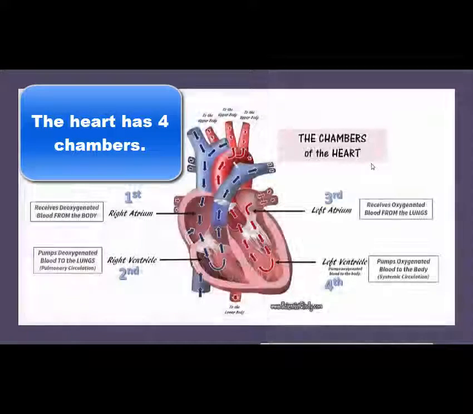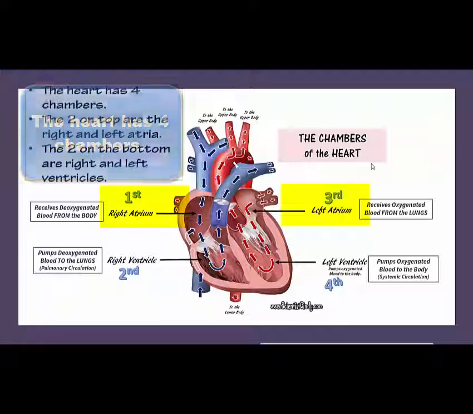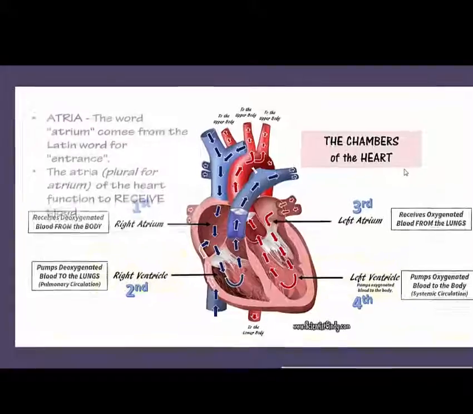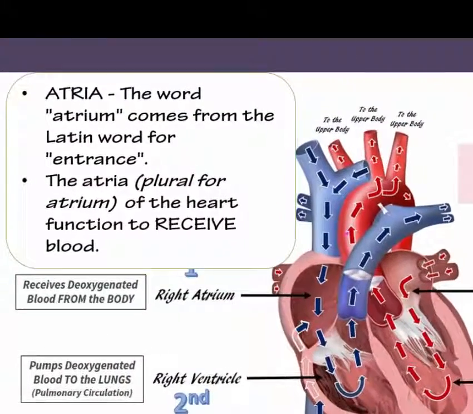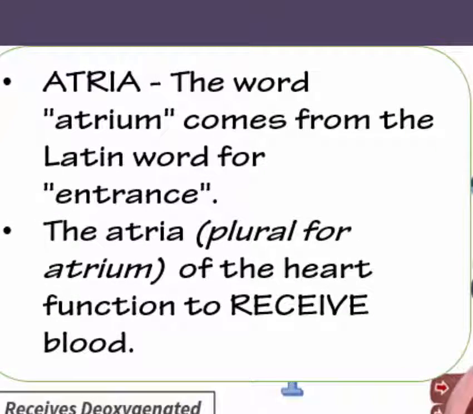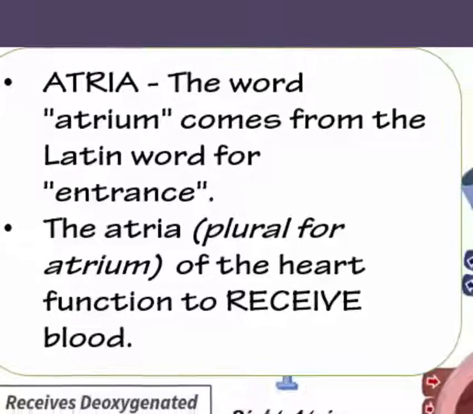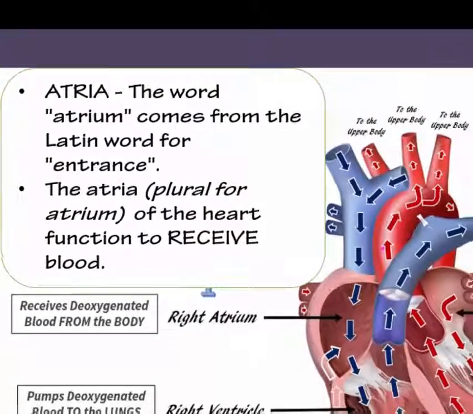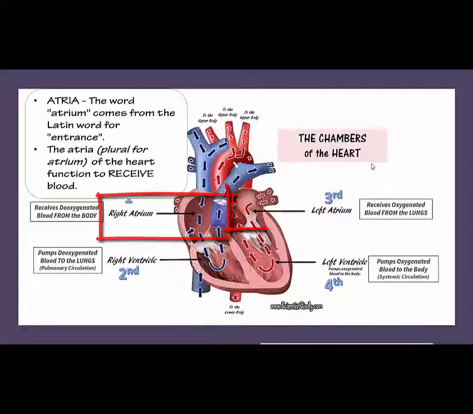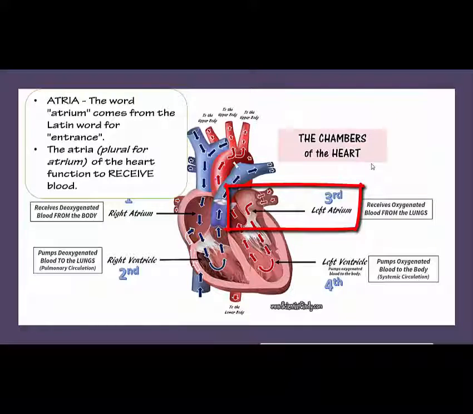The heart has 4 chambers. The 2 on top are the right and left atria. The 2 on the bottom are the right and left ventricles. The word atrium comes from the Latin word for entrance. The atria, which is plural for atrium, of the heart, function to receive blood. The right atrium receives deoxygenated blood from the body. The left atrium receives oxygenated blood from the lungs.